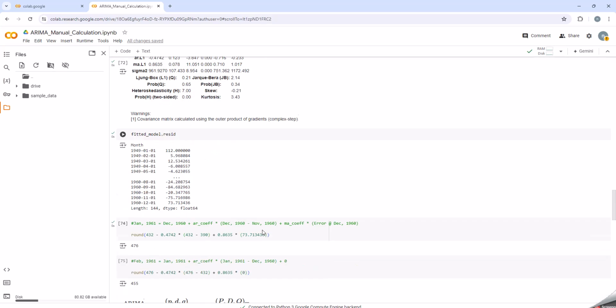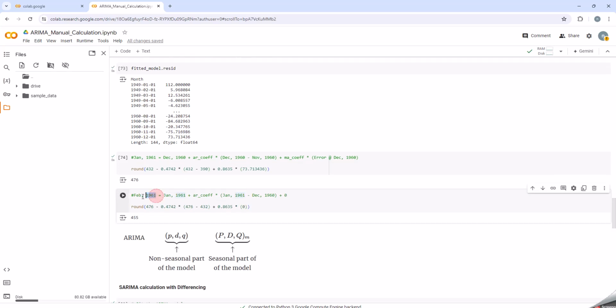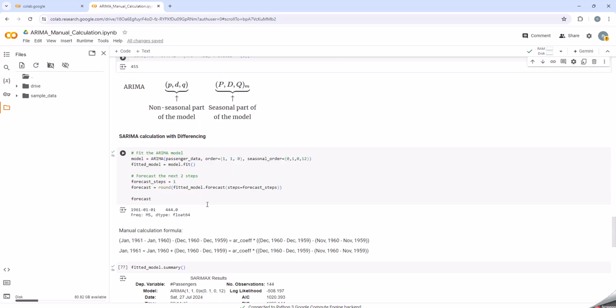During the calculation of the February 1961 forecast, the moving average part will be 0, as mentioned earlier. Therefore, the forecast of February 1961 will be dependent on the value of January 1961 and also December 1960 due to differencing. In the third scenario, we will also enable the seasonal part. In addition to small PDQ, we also have 4 additional parameters, capital PDQ and M, related to the seasonal part.